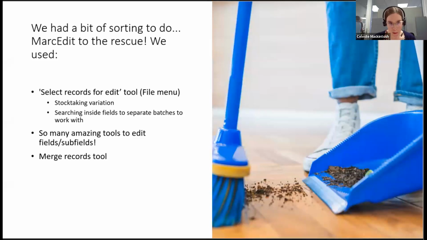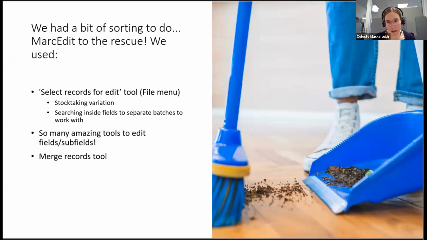So we had a bit of sorting to do and MarcEdit really came to our rescue. Dealing with all these different sets of records was a bit like wrangling family at Christmas time. To be able to fully utilize Overdrive integration in our discovery layer, we needed to have the right information in our 856 and 037, and we had a lot of interesting information in there.